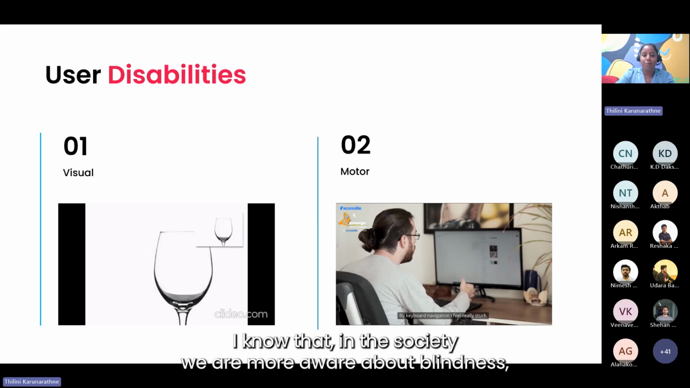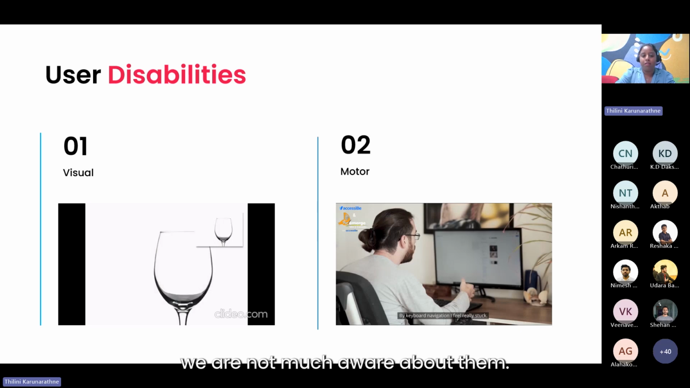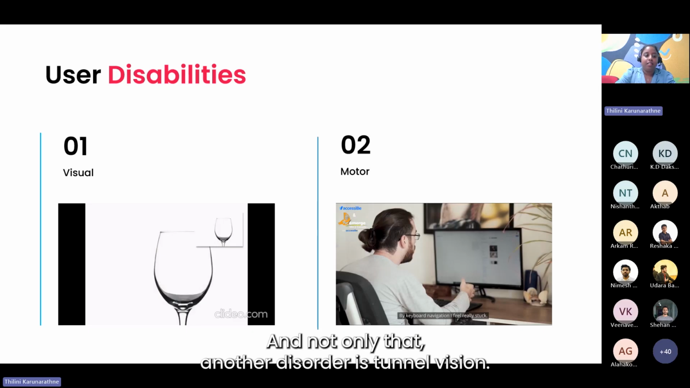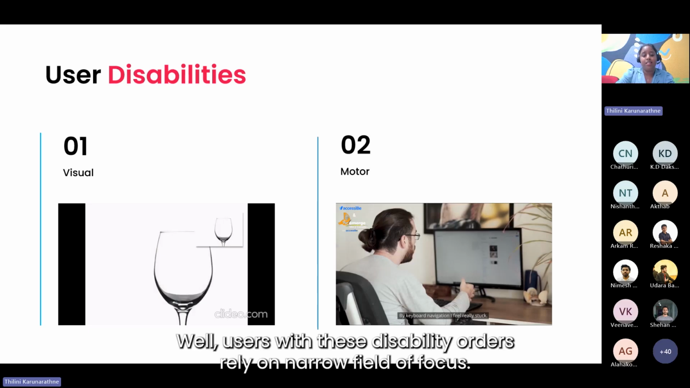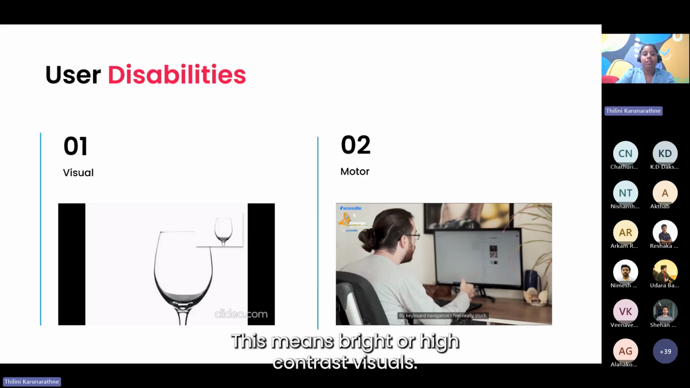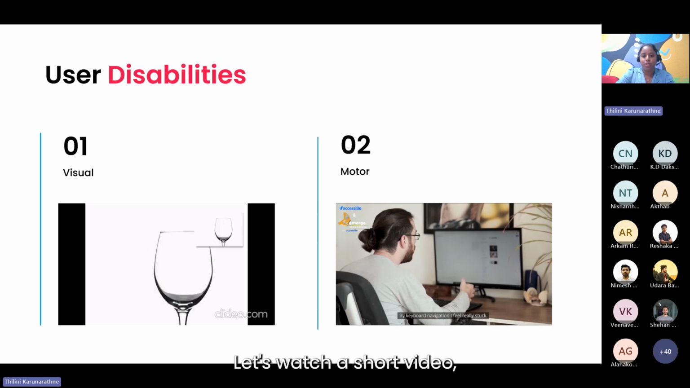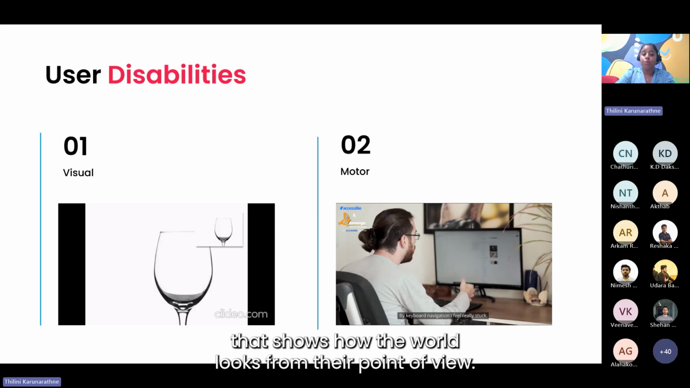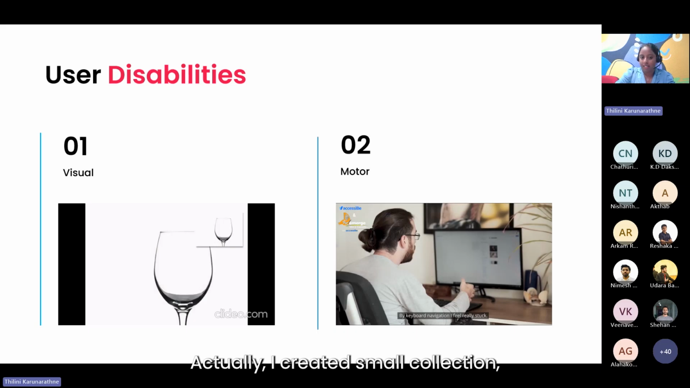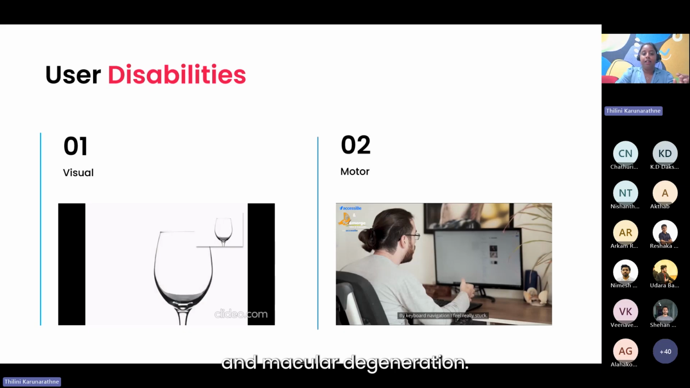I know that in society we are more aware of blindness and low vision disorders, but about visual impairments like color blindness, we are not much aware. There are several colorblind disorder categories, but green and red blindness is the most common one. Another disorder is tunnel vision, where users rely on a narrow field of focus, and also light sensitivity disorder. This means bright or high contrast visuals may cause discomfort for the user. Not only that, there are several disorders under visual disabilities. Let's watch a short video that shows how the world looks from their point of view. I created a small collection with a few clips, including three diseases: color blindness, glaucoma, and macular degeneration.